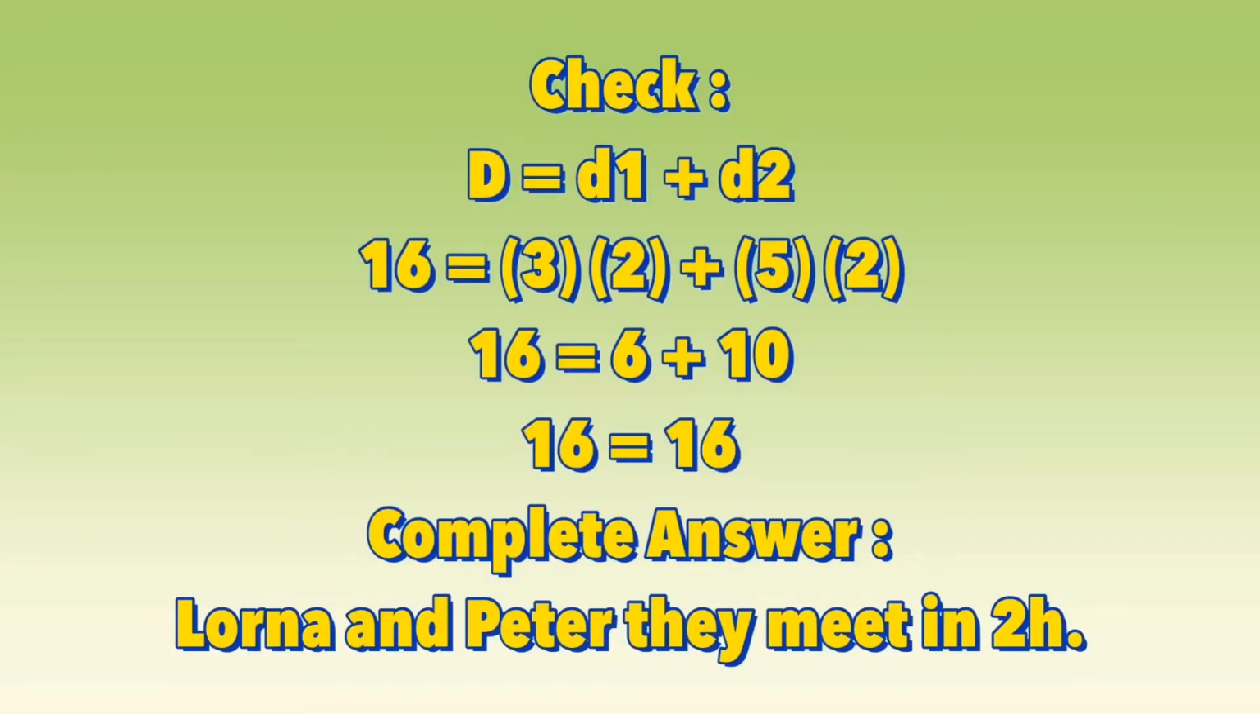So we are going to check: D equals D1 plus D2. 16 equals 3 times 2 plus 5 times 2. 3 times 2 equals 6. 5 times 2 is 10. So 16 equals 16, and so the equation is balanced. Therefore our answer is correct. Our complete answer: Lorna and Peter meet in 2 hours.